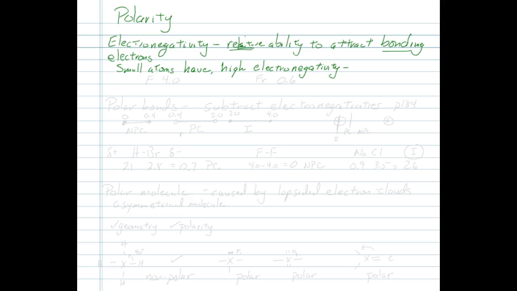So they set fluorine, it could have been 10, could have been 100. They set fluorine at a perfect 4.0, like a GPA. In the opposite corner, francium, I think it's something like 0.6. So that's the range of things, and I guess the noble gases have zeros. So this is the concept of electronegativity, the relative ability to attract bonding electrons. We're going to use this to determine whether a bond is polar or not.